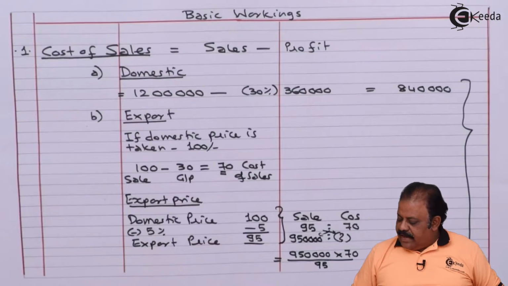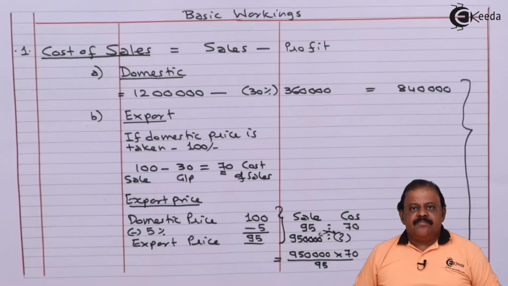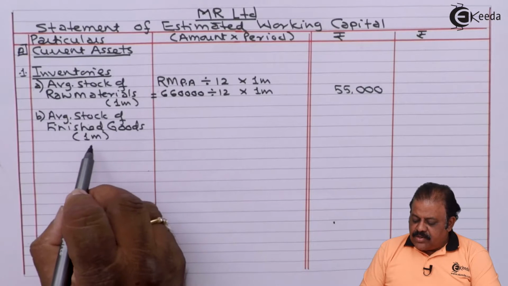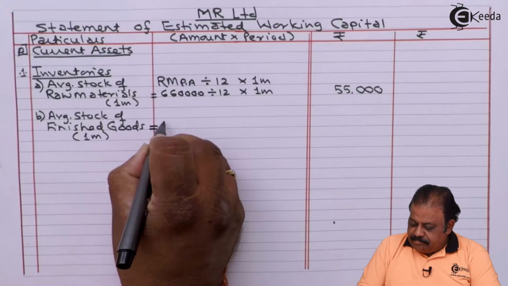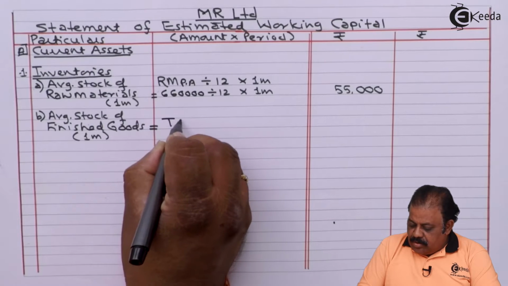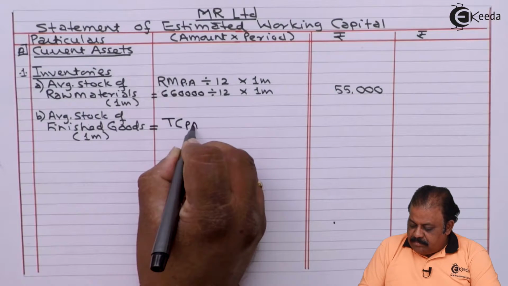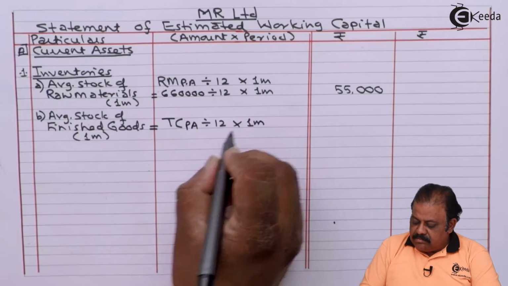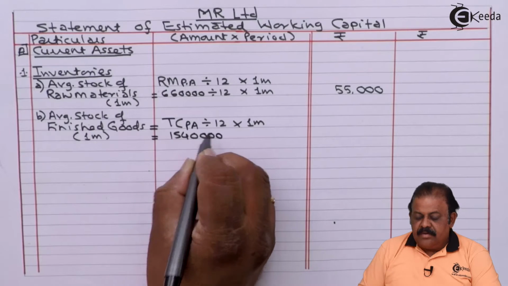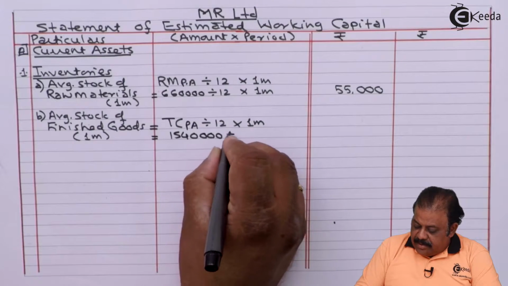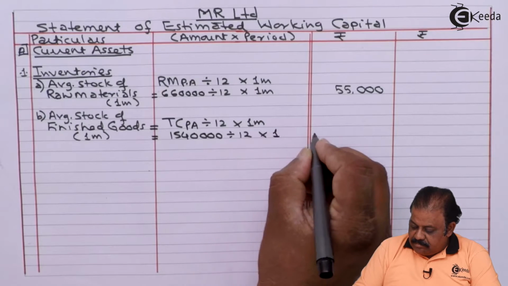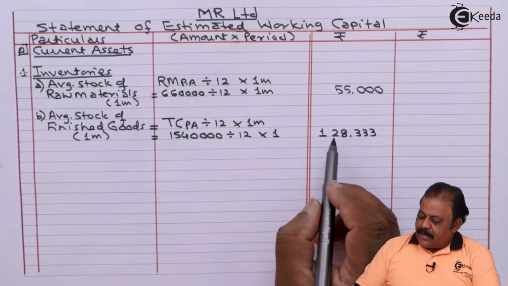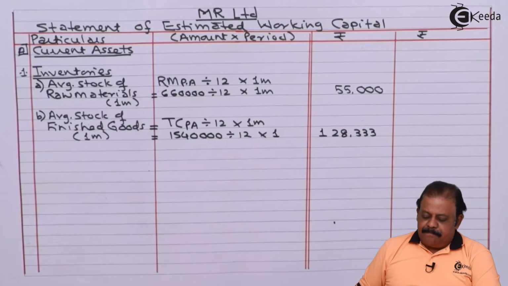Cost of sales total we have 15,40,000. Average stock of finished goods for 1 month. Total cost per annum divided by 12 multiplied by period 1 month. 15,40,000 divided by 12, it's 1,28,333.